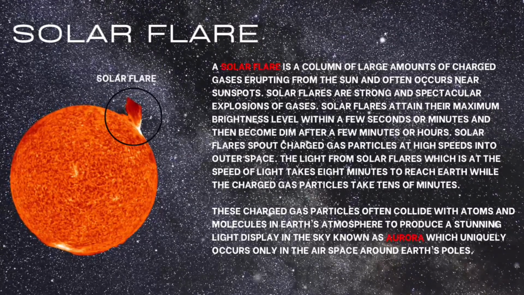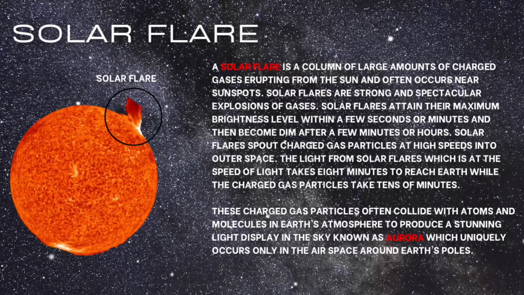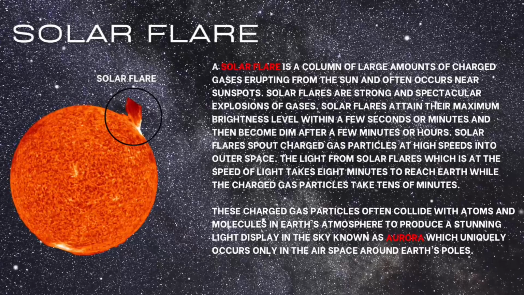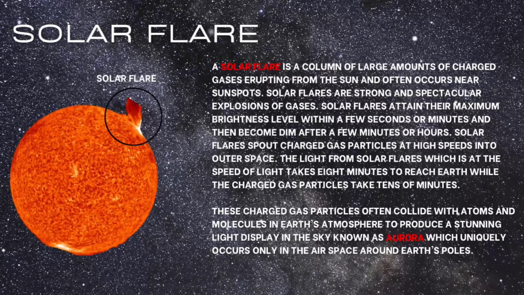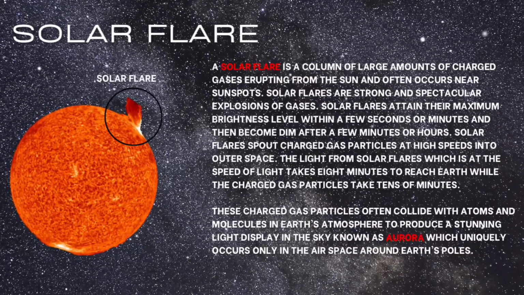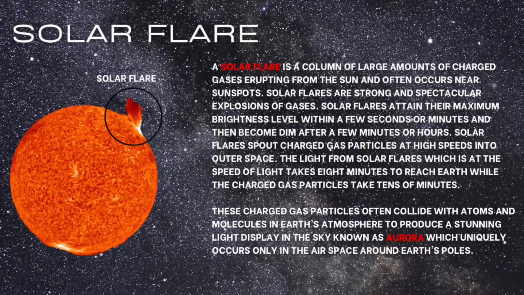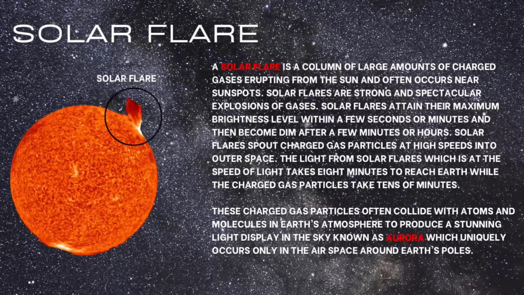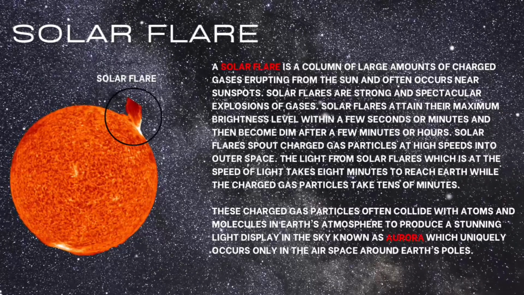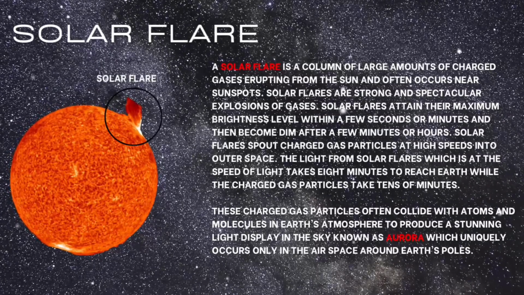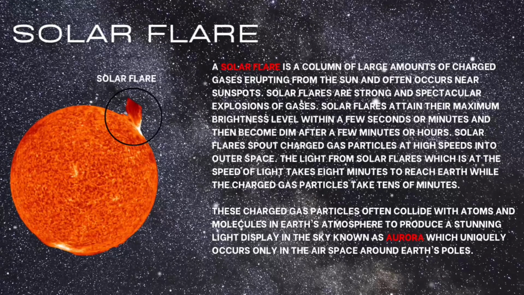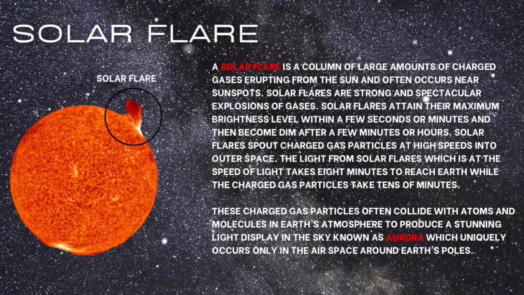The light from solar flares, which travels at the speed of light, takes 8 minutes to reach Earth, while the charged gas particles take 10 minutes. These charged gas particles often collide with atoms and molecules in Earth's atmosphere to produce a stunning light display in the sky known as aurora, which uniquely occurs only in the airspace around Earth's poles.